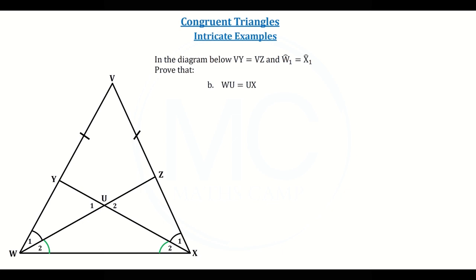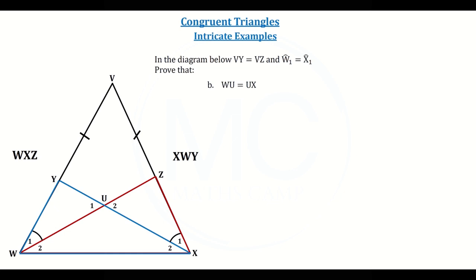So let's make this triangle red. Angle X2 also lies in triangle XWY. So let's make this triangle blue. Now we have two triangles that we need to prove congruent. When you have a question broken down into parts, such as part A, part B, and so on, you can use your answer from one part to help you with your answer to the next part.